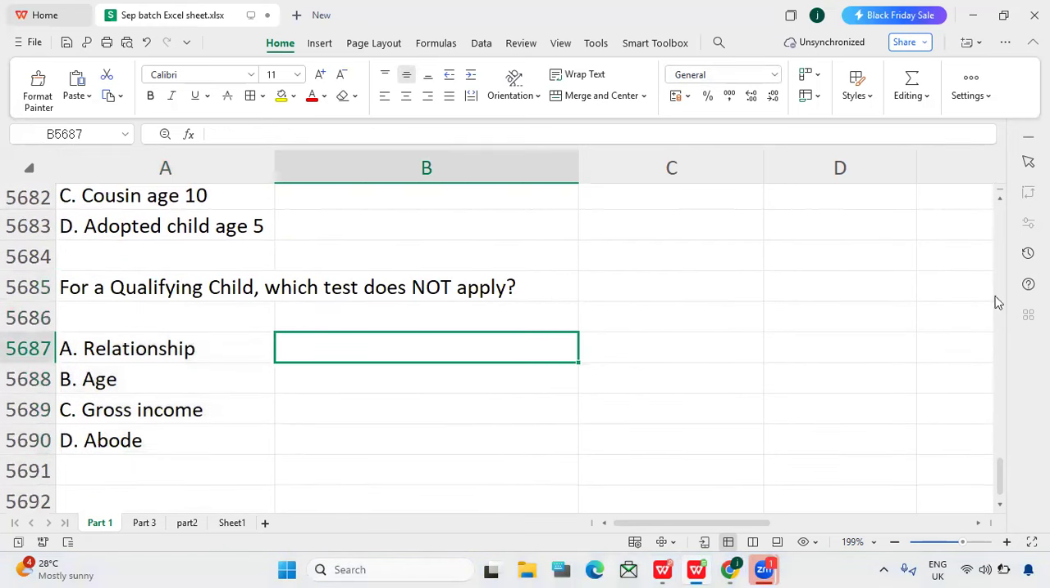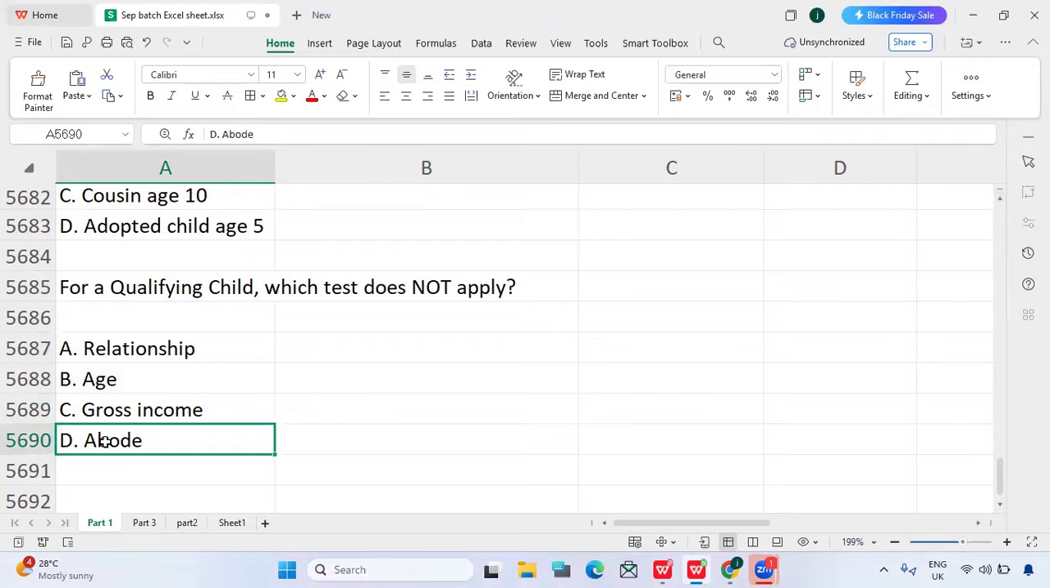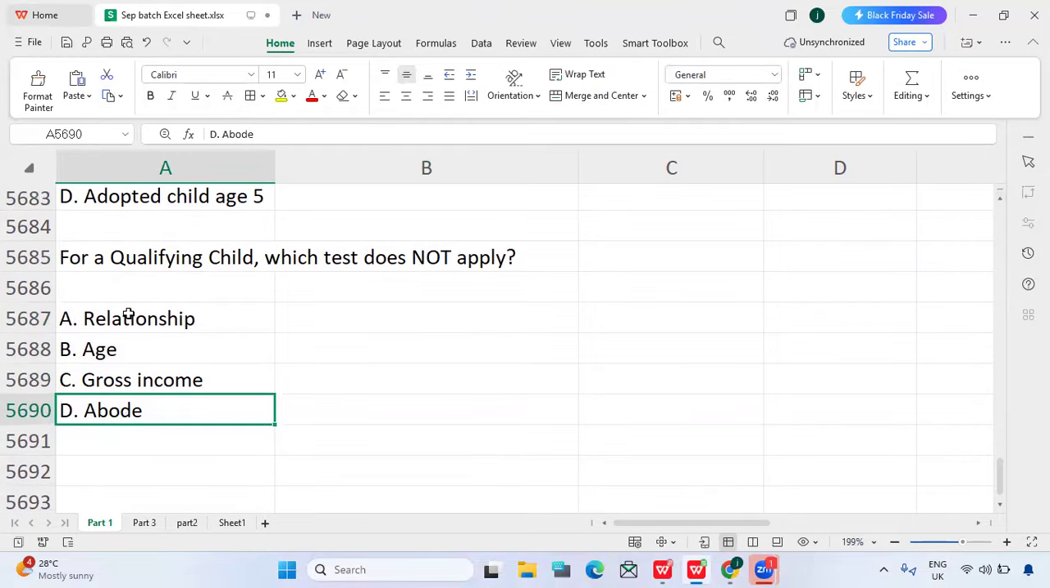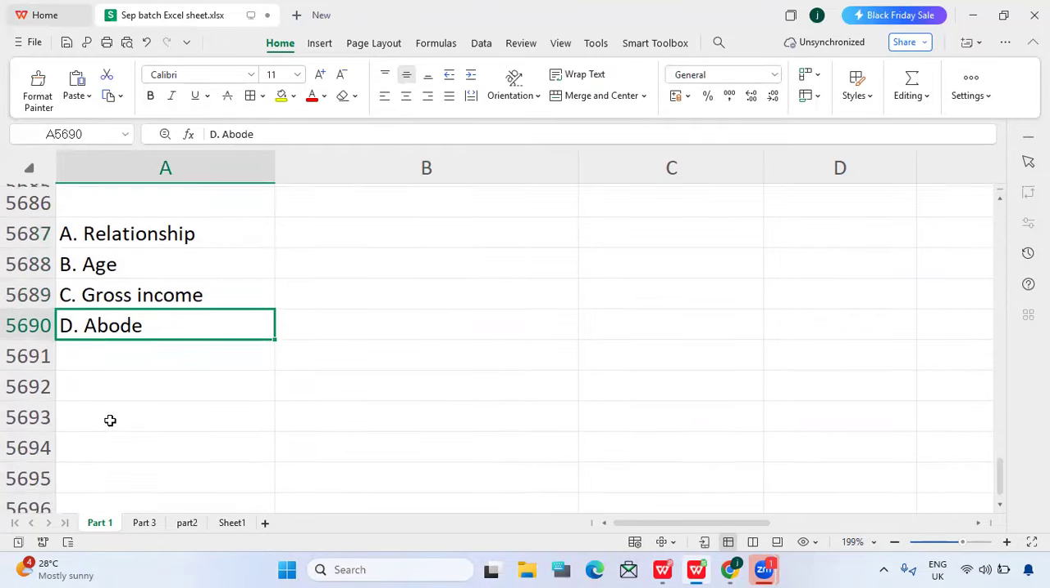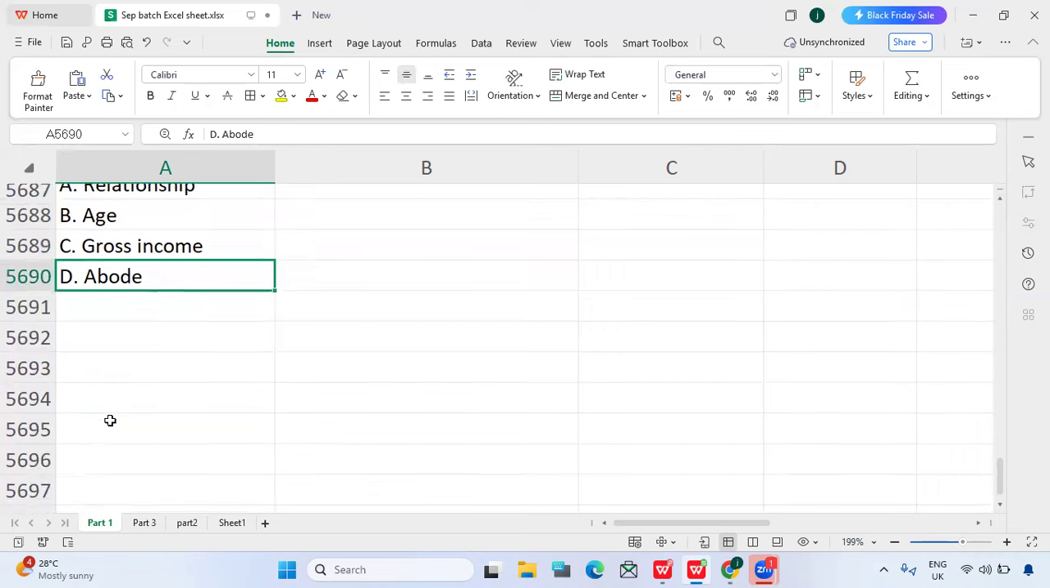For qualifying children, which test doesn't apply? Gross income. They have given ADOB. What does ADOB mean here? Residency. These kinds of wordings may confuse you. So gross income we will not check. ADOB is the residency test. The tests are the relationship test, age test, gross income, and the ADOB residency test.